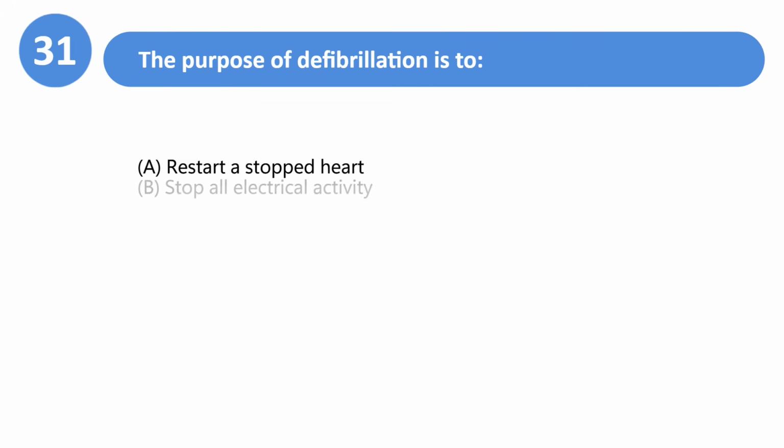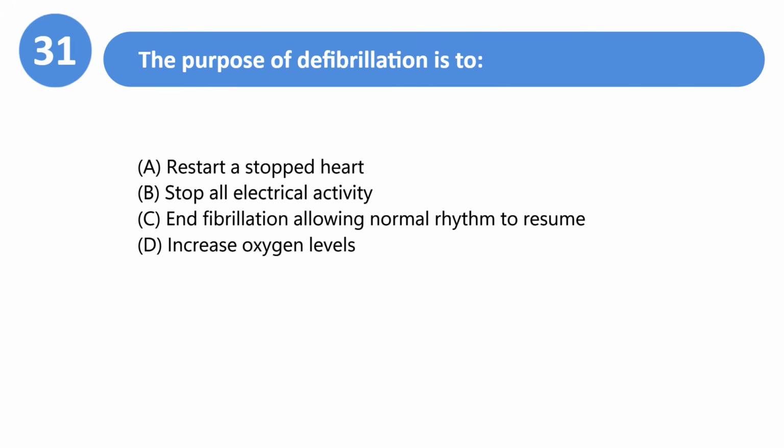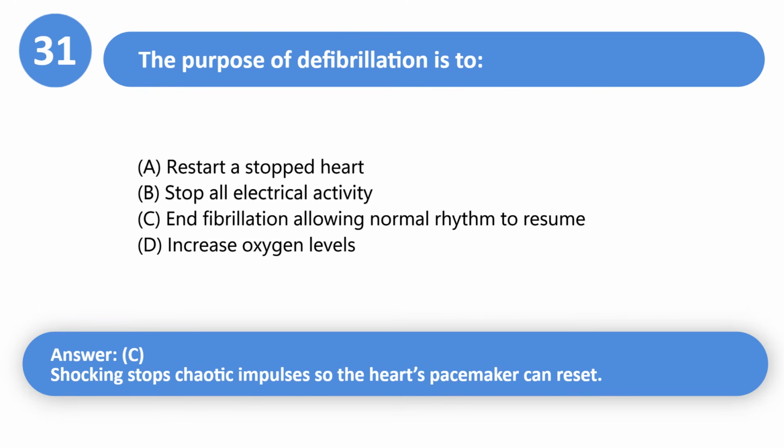The purpose of defibrillation is to: A. Restart a stopped heart. B. Stop all electrical activity. C. End fibrillation allowing normal rhythm to resume. D. Increase oxygen levels. Answer, C. Shocking stops chaotic impulses so the heart's pacemaker can reset.